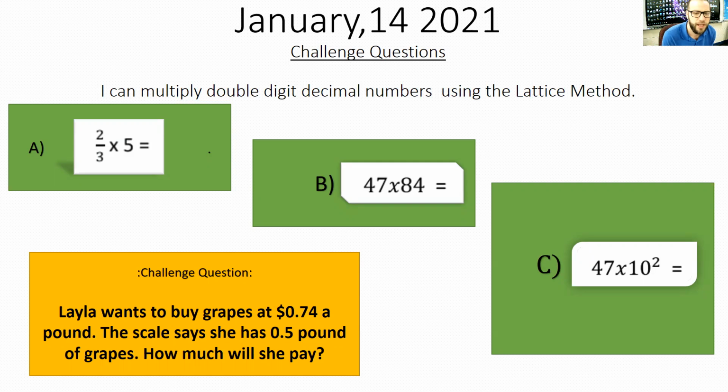Layla wanted to buy grapes at 74 cents a pound. Scale says that she has 5/10 pounds of grapes. How much will she pay? You should have already finished your challenge questions. And then, during the live session, we'll go over these answers.